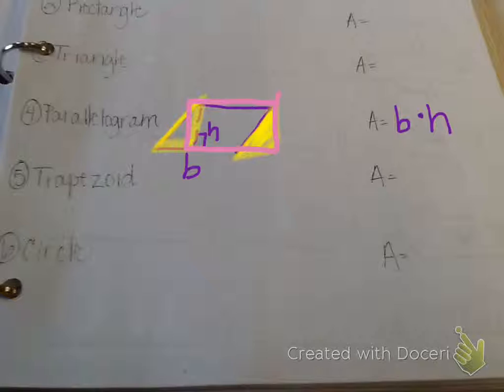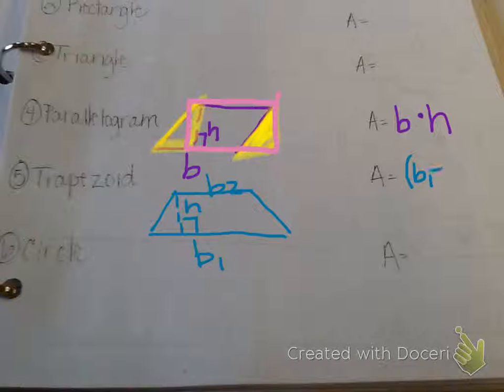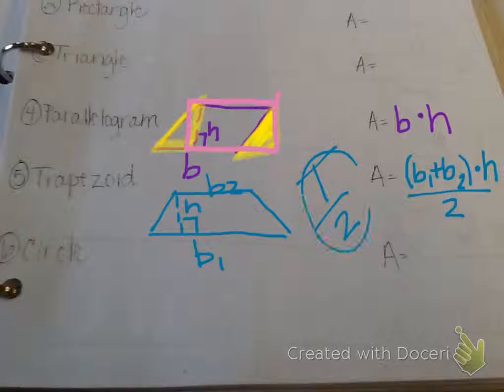The next one is a trapezoid, which tends to be the most difficult formula. Trapezoids have 2 bases and a height, and we add the 2 bases up, multiply by the height, and then divide by 2. So trapezoids and triangles both have formulas that we have to divide by 2. The T shapes are both divided by 2.